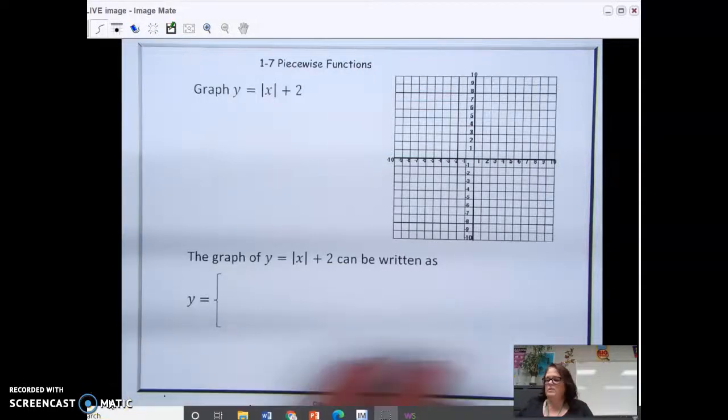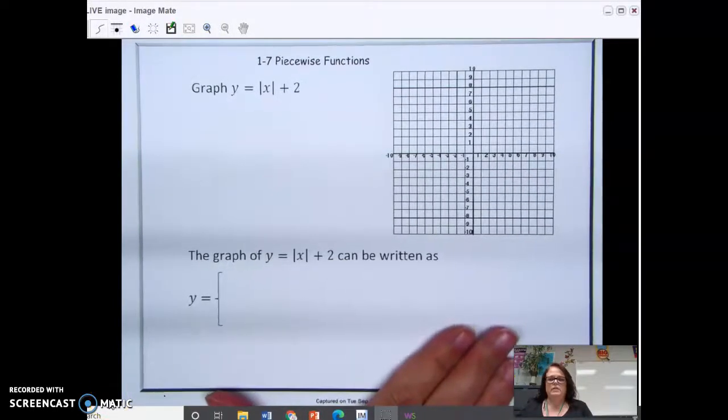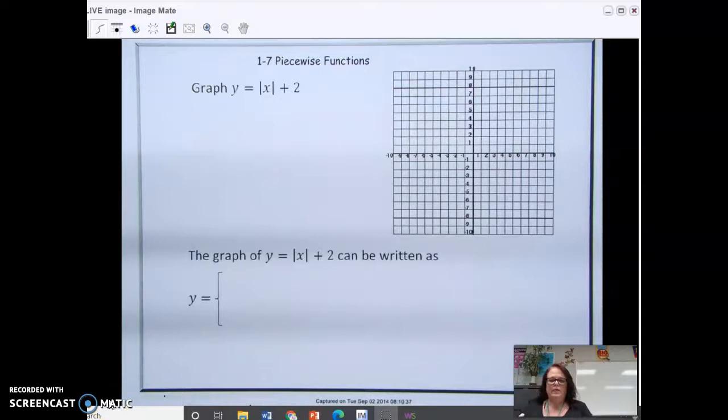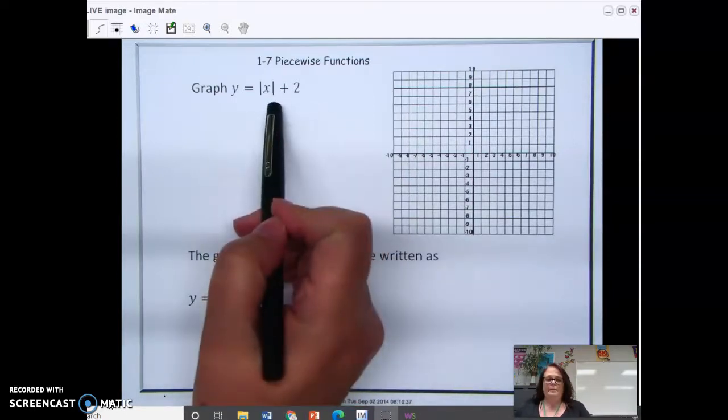All right, so we're going to start talking about piecewise functions. And for these notes, you're either going to want to print out the notes or have some graph paper out. And you're also going to want some highlighter pens as well as maybe a pencil and a ruler. So we're going to go ahead and start by doing a warm-up.